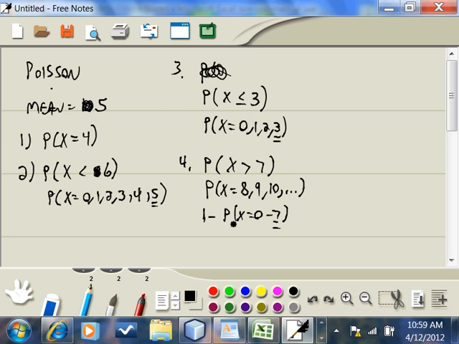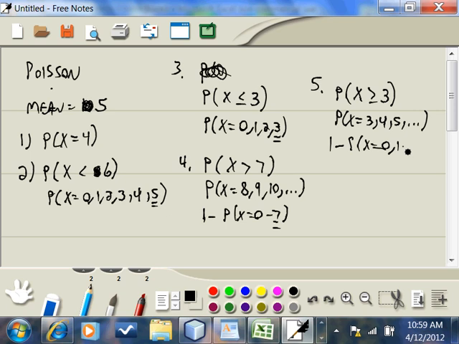Got two more cases. Our fifth case is where we have probability x is greater than or equal to 3. Now, the wording may be such that you have to interpret the wording. You know, at most, what does that mean? At most is less than or equal to. At least, well, that's greater than or equal to. But this would be 3, 4, 5, on up to infinity. And in order to plug it into Excel, I have to have it go from 0 to a number. So I rewrite this. Remember, 1 is everything. And if I subtract off 0 and 1 and 2, that'll leave me 3 on up.